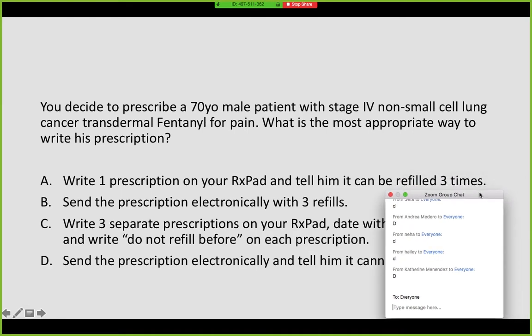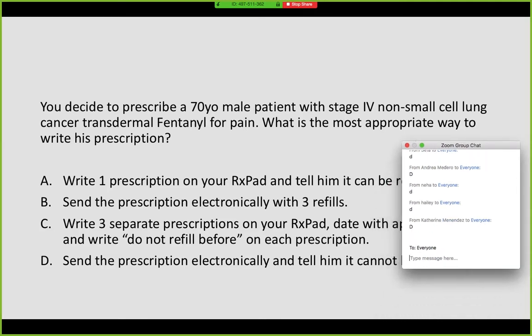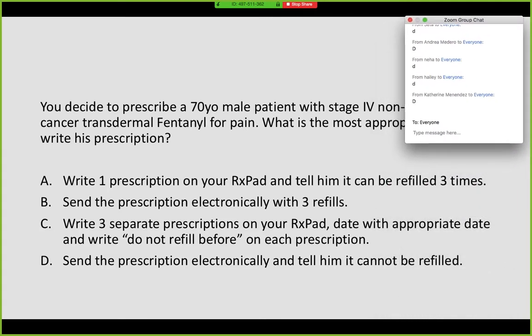Next one, you decide to prescribe a 70-year-old male patient with stage 4 non-small cell lung cancer transdermal fentanyl for pain. What is the most appropriate way to write his prescription? Right, you guys got it. So you want to write 3 separate prescriptions on your pad, date with the appropriate date, and write "do not refill before" on each prescription, because transdermal fentanyl is a Schedule 2 controlled substance.